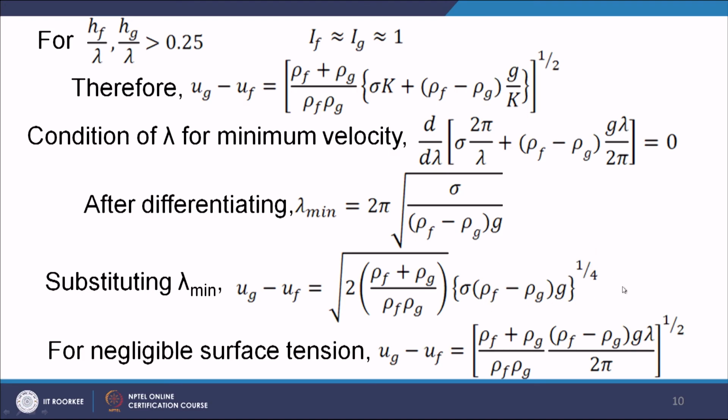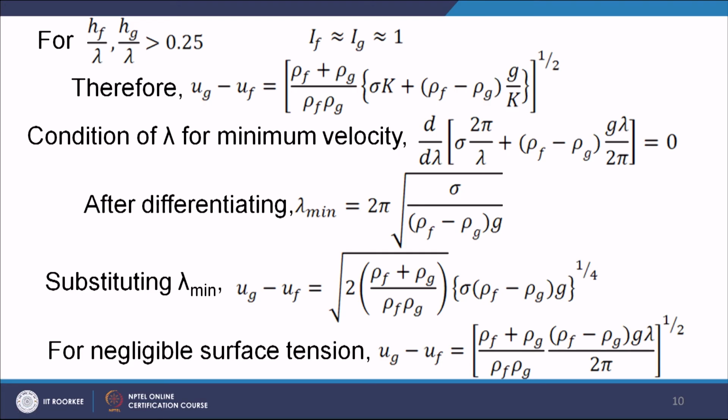This is very easy to calculate, just put the value of lambda mean over there in place of 2 pi by lambda, and here 2 pi by lambda, you will be getting this equation. Now, if you keep negligible surface tension, so surface tension is very negligible, then you will find that this UG minus UF will turn out to be this one. In this we are not having surface tension.